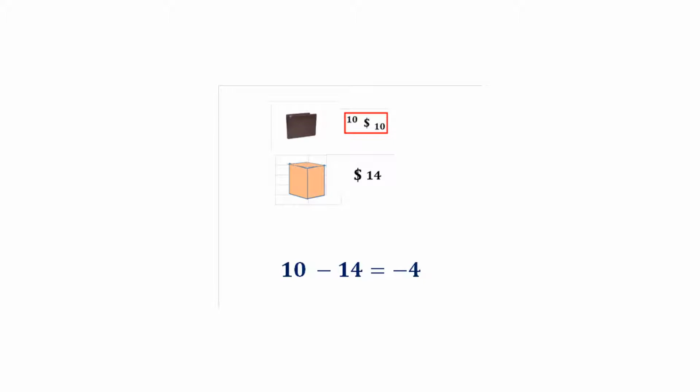Now, if you only got $10 and it costs $14, I think we're $4 short. So 10 minus 14 is negative 4 because we're $4 short.